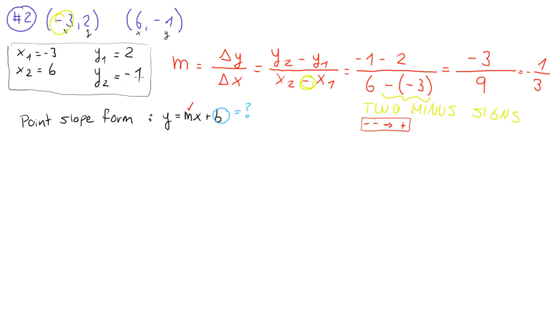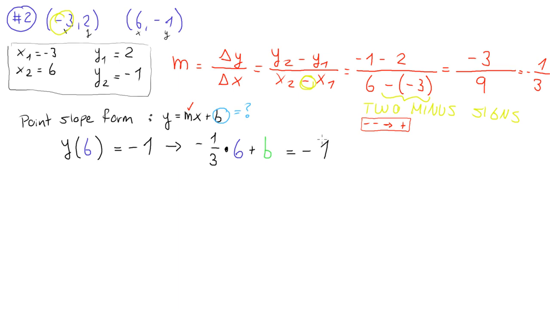To determine b, I select the second point this time, and so I'm using the rule that if I plug in the number 6, the result has to be -1. That's the second point. So let's plug in 6. We have m, which is -1/3, multiplied by our x value, which I'm plugging in as 6, plus our unknown b, which I can draw in green. And this has to equal -1.